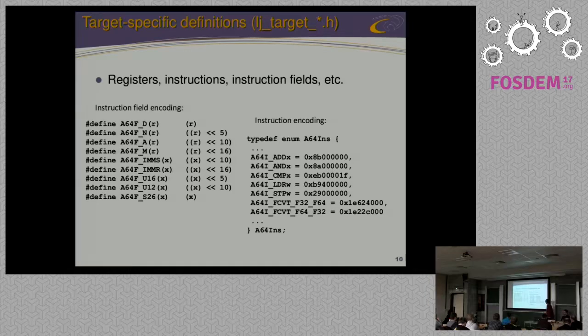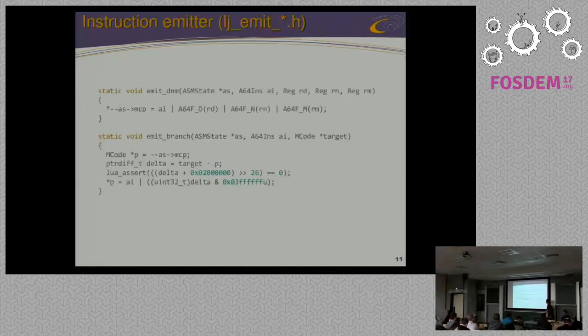This is an instruction emitter. So we have 2 functions here. These are the simple ones. The first function emits an instruction with 3 register operands, so D and M. You pass assembler state, one instruction and 3 registers to it, and it just merges all of that information and puts it into machine code pointer. The branch emits a PC relative branch or PC relative jump instruction. It just needs to get the current PC, subtract it from the target pointer and encode it. If you're not familiar, this is not going to make any sense to you, but it's not that hard.